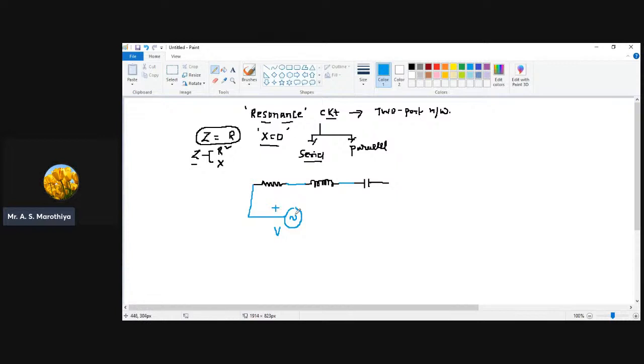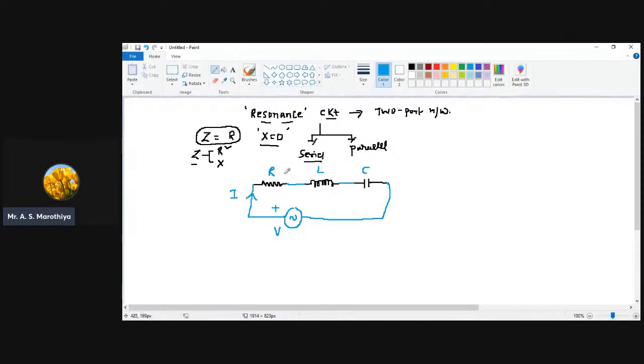Let us consider that for the moment this is going to be plus. So here we have R, here we have L, and here we have C, and the current is supposed to flow in the circuit like this. So this is very important. In case of series circuit, why is it series? Because resistor, inductor, and capacitor are connected in series configuration. That's what is called a series circuit.